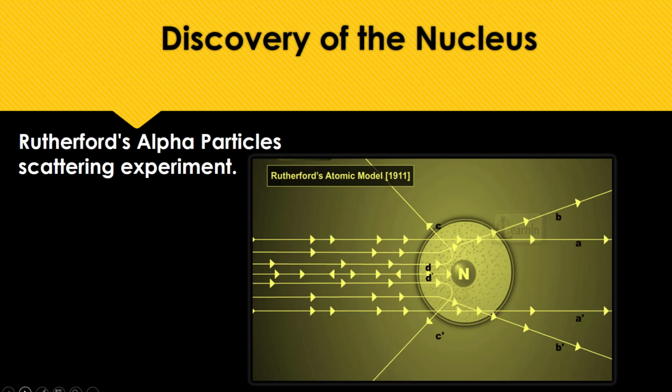Children, you may observe in the diagram here how Rutherford proved the presence of a nucleus. He used a very thin sheet of gold in an evacuated chamber, and he bombarded it with alpha particles. The alpha particles hit the thin sheet of gold in the evacuated chamber.